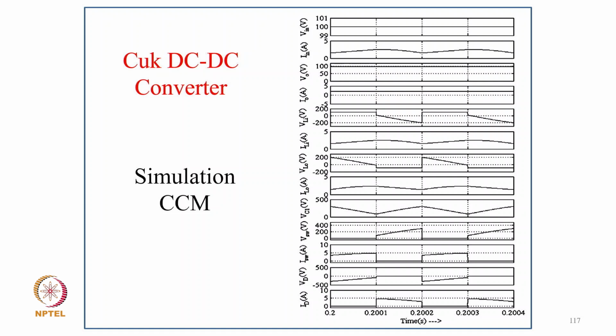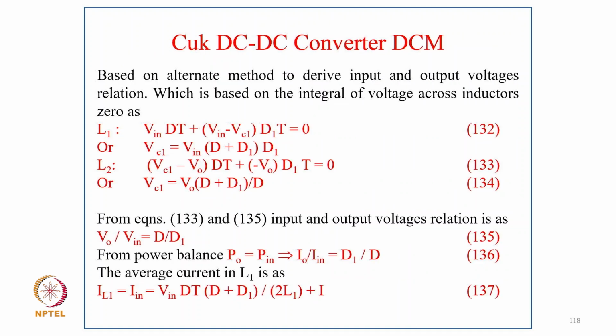The typical waveforms for continuous conduction mode of this Cuk converter are the input inductor current, which is continuous, the output voltage and output current, and the inductor voltage and inductor current, which is continuous, then the energy transfer capacitor voltage, then the switch voltage and switch current, and the diode voltage and diode current.